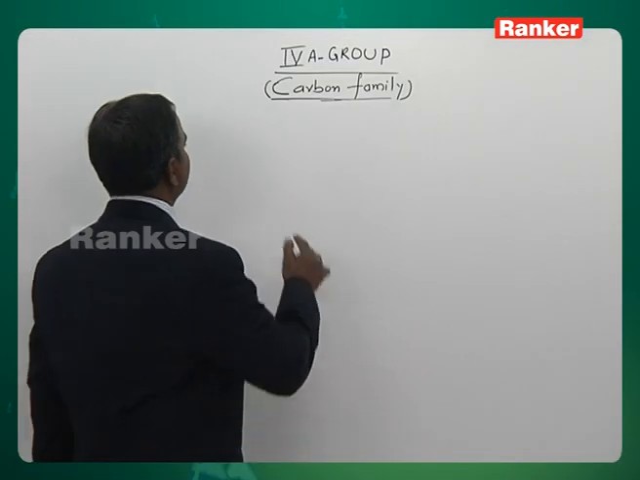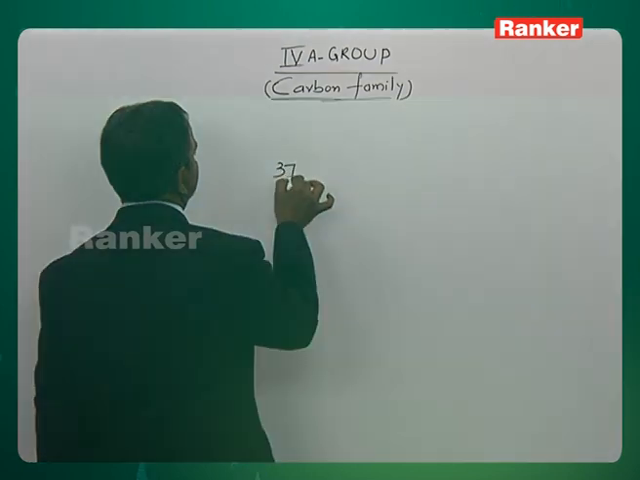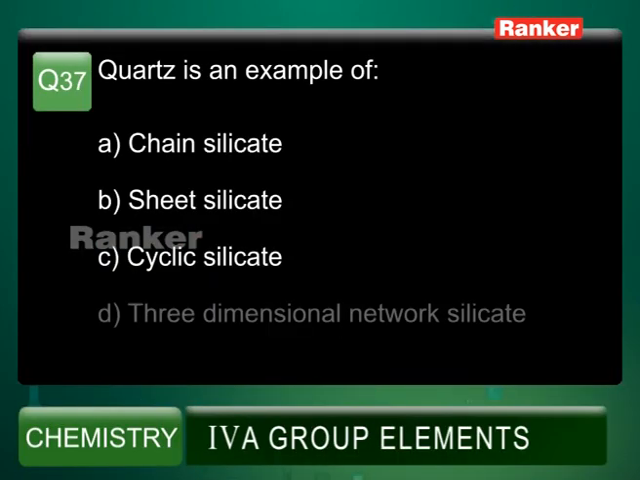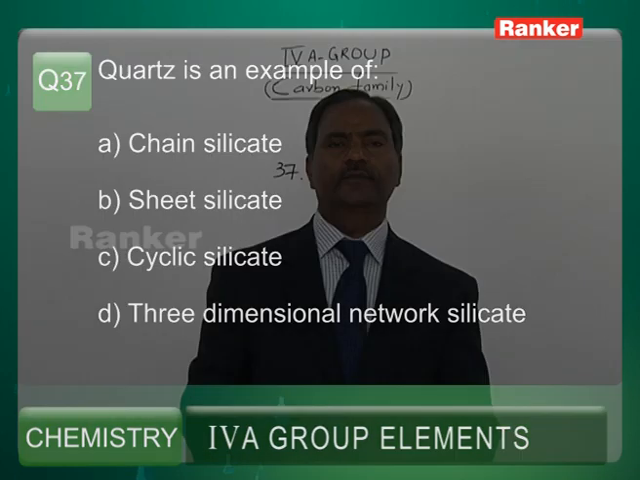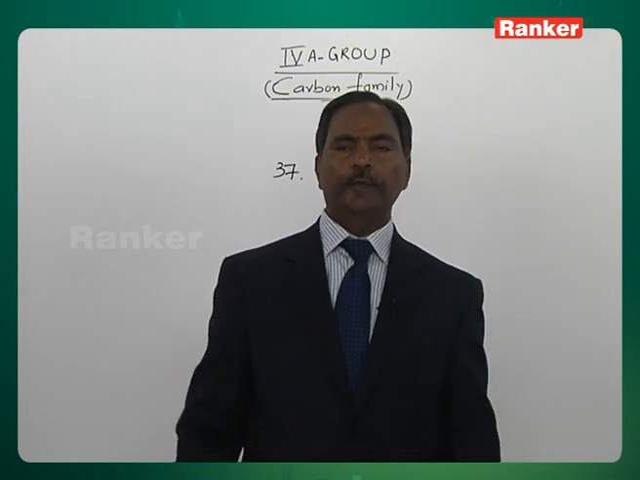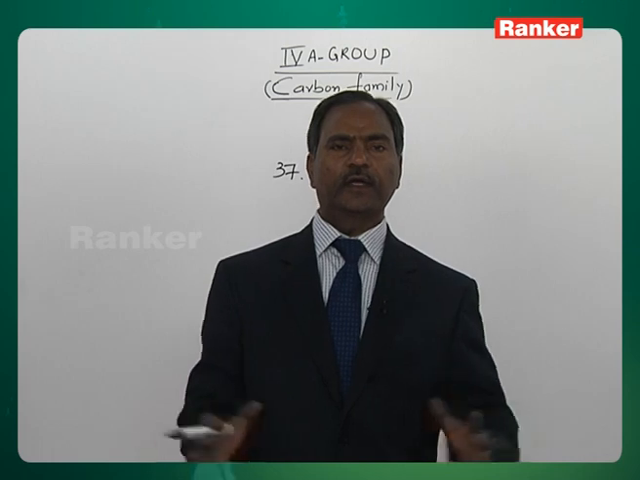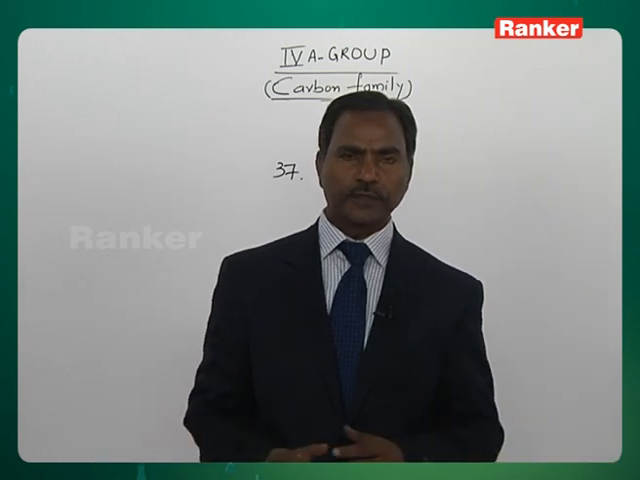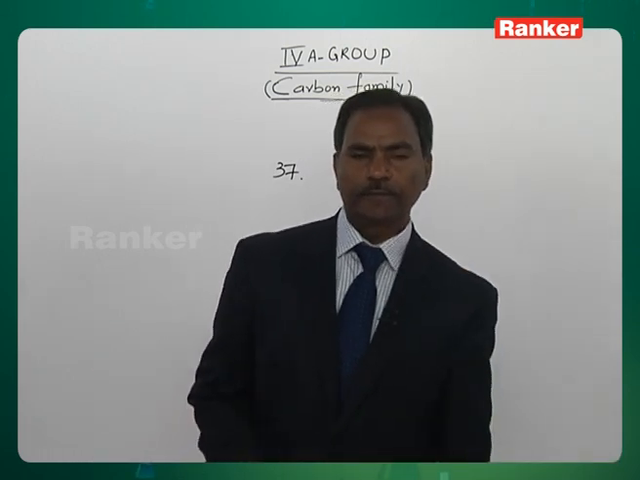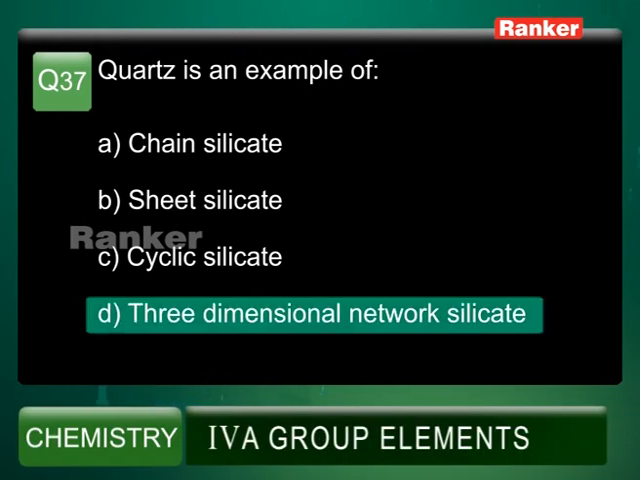Question number 37, quartz is an example of chain silicate, sheet silicate, cyclic silicate, 3-dimensional network silicate. Quartz is nothing but silica. Purest form of silica is quartz. Therefore, it is having a network of SiO2s. It is 3-dimensional silicate. Therefore, question number 37, answer is D.